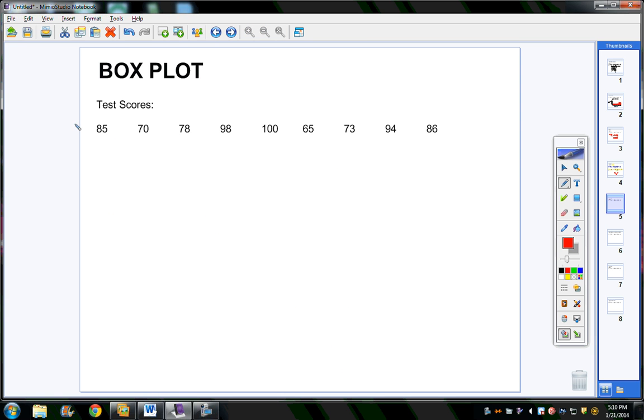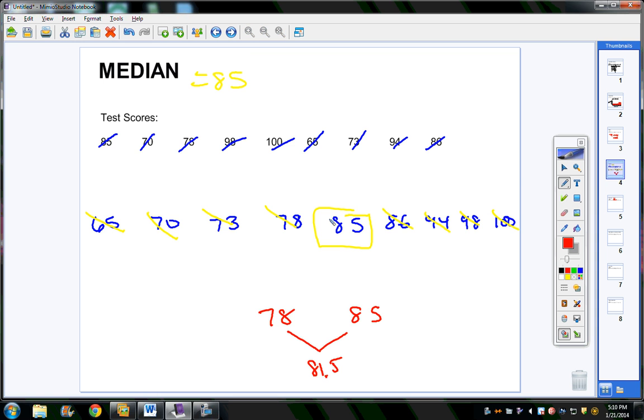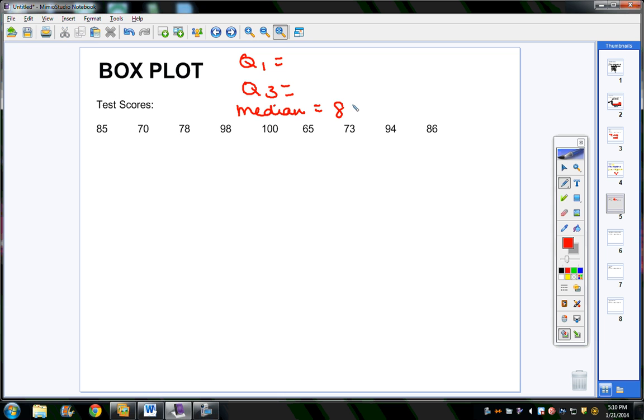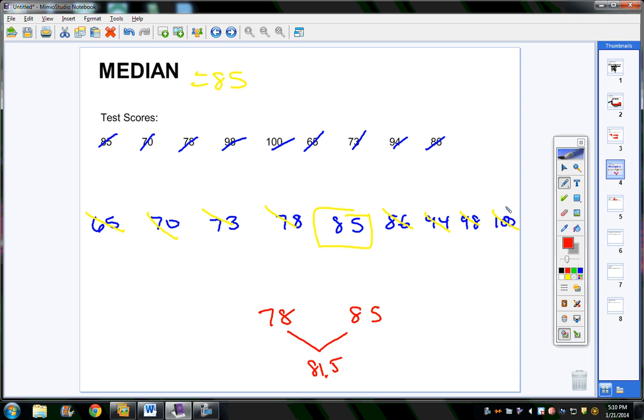Now, for a box plot, you need to know some information. You need to know quartile 1, you need to know quartile 3, and you need to know the median. And so we just found on the previous screen that the median is 85. So I'm going to go ahead and write that down. Now, what I can do is I can use these scores that are already written from lowest to highest. I can find quartile 1 and quartile 3.